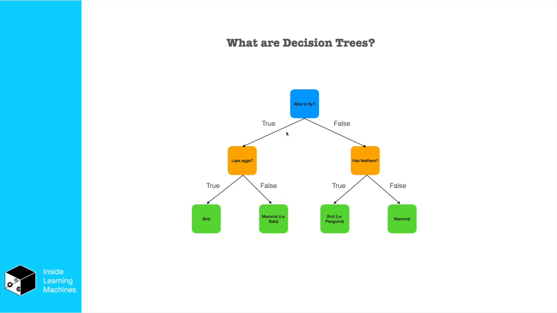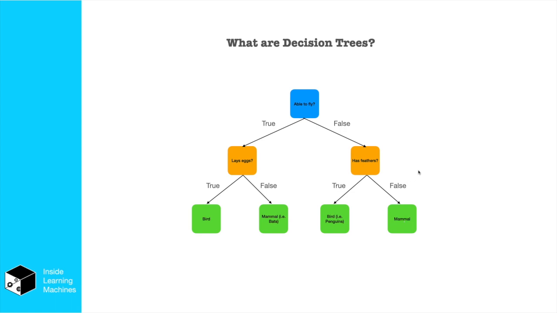So if the animal is able to fly and it can lay eggs, we predict it's a bird. If the animal is able to fly, but it does not lay eggs, then we predict it's a mammal. An example of this are the bats. Now, if the animal cannot fly, but it does have feathers, we predict it's a bird. An example of that would be a penguin. If the animal is not able to fly and it does not have feathers, then we predict it's a mammal.